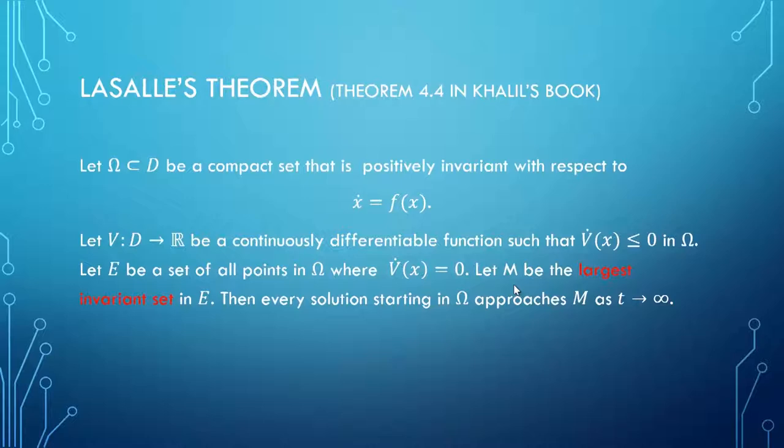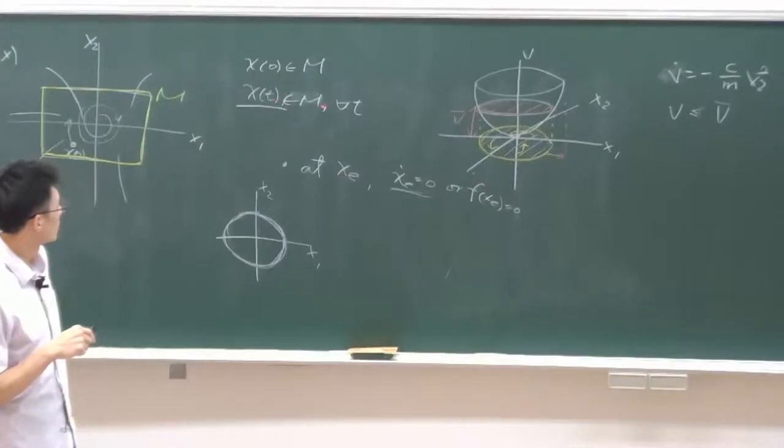So LaSalle's theorem says, for Omega belonging to D, a compact set. Compact set means it's bounded. It's a bounded set, okay, a finite set. And that is positively invariant with respect to this dynamics. Positively invariant means it's invariant for t greater than zero.